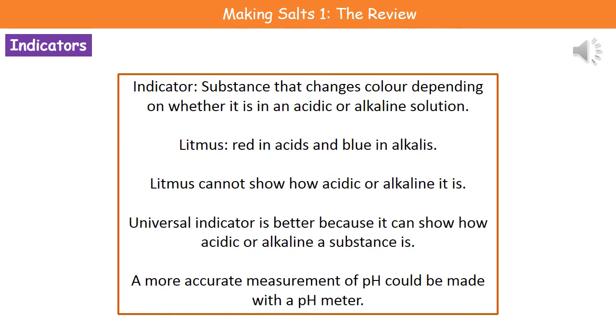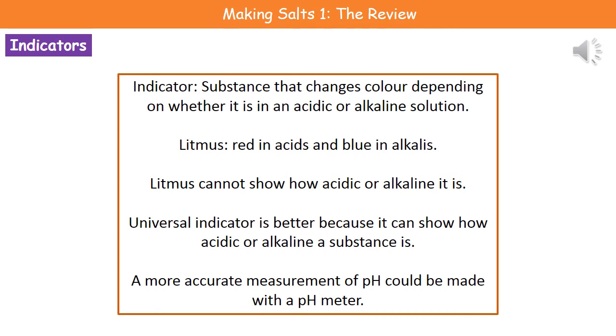Now, one thing that litmus can't do though is tell us how strong the acid or the alkali actually is. It just simply says, yep, this is an acid, or nope, it's an alkali. That's it. One thing we can use that will give us a much clearer indication of this is universal indicator.